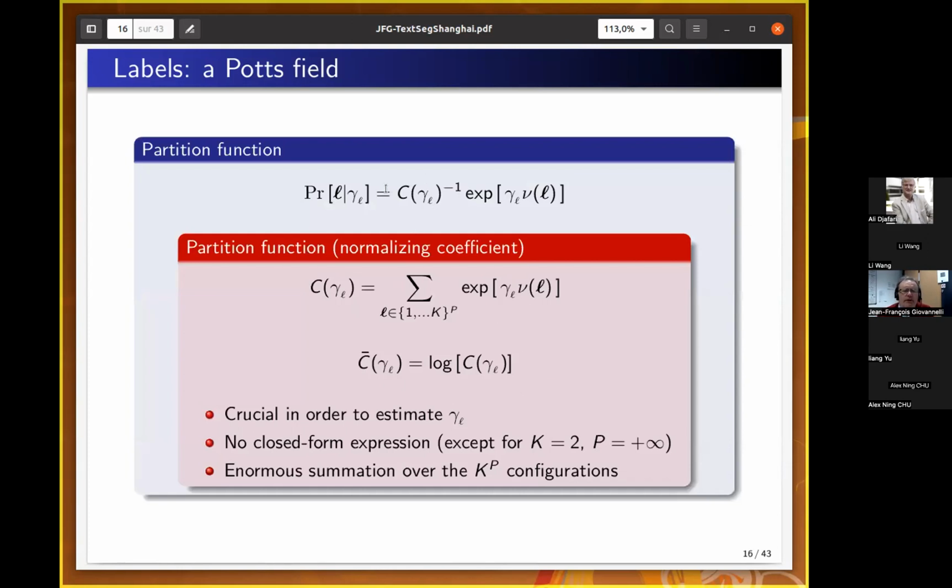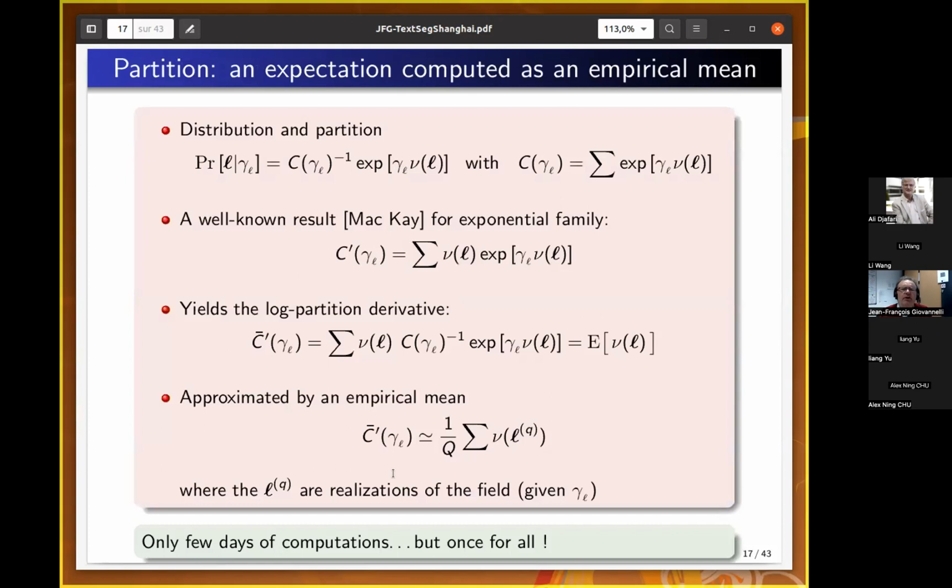A few words about this normalization constant. It could be computed so that the summation over all the configurations of the field, the probability density function, sums to 1. But it is a summation over a very, very large number of configurations. Of course, each label could take K values, so it is a very, very large summation. And we are able to approximate. I will not give all the details about that. I could answer your question if you have any.